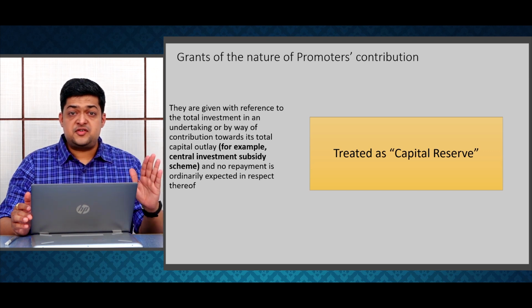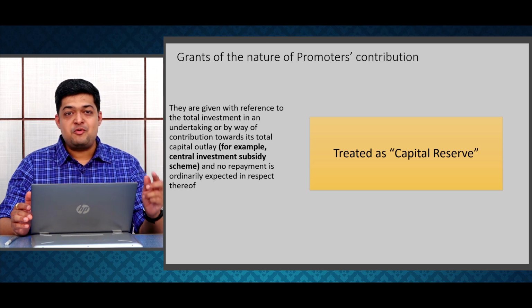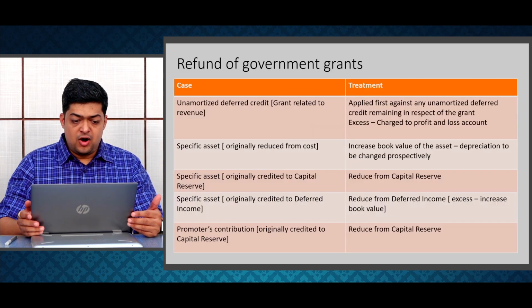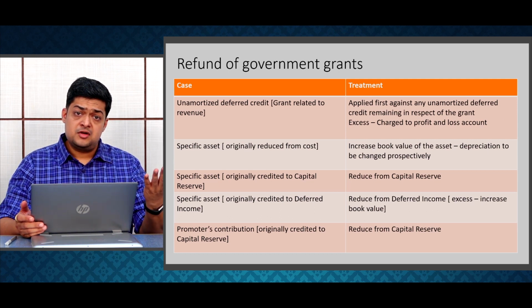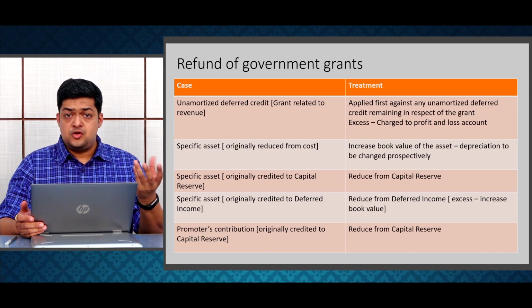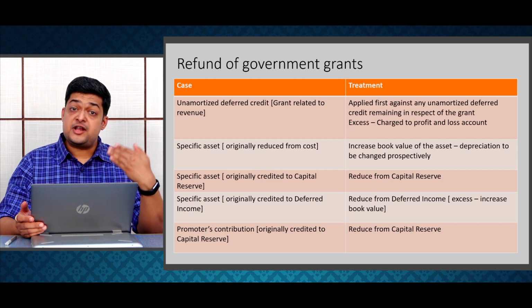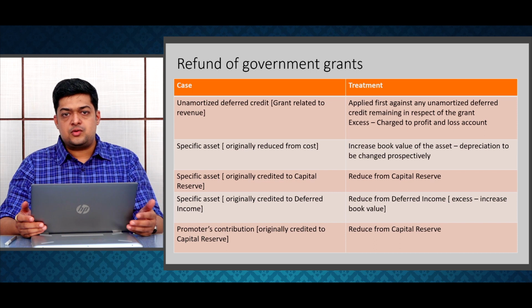So we have seen the treatment of compensatory grants, non-monetary grants, grants related to specific assets, grants in the nature of revenue, and grants in the nature of promoters' contribution. Now, what if the government grants had to be refunded? Suppose it might happen sometimes that you recognize a grant, but later on certain conditions are not fulfilled and you need to refund that grant to the government. That might also happen, though in rare circumstances, that you do not fulfill the conditions. So you have to refund that grant to the government.